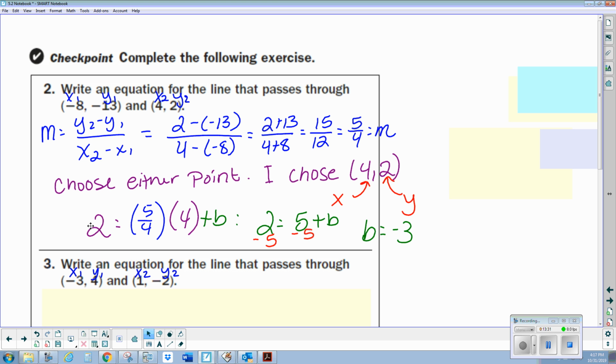So 2 = 5/4 × 4 + b. Okay, and when I solved for b, I got b is equal to -3. So my equation of my line is y = 5/4 x - 3.